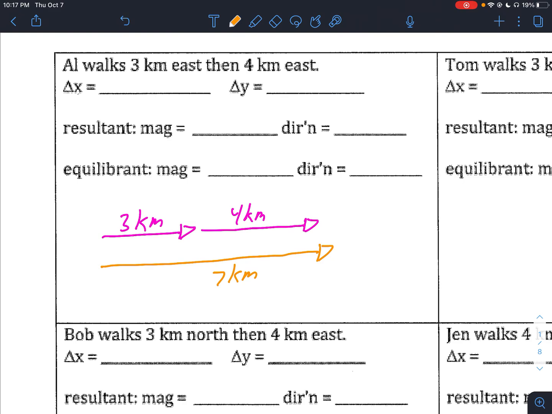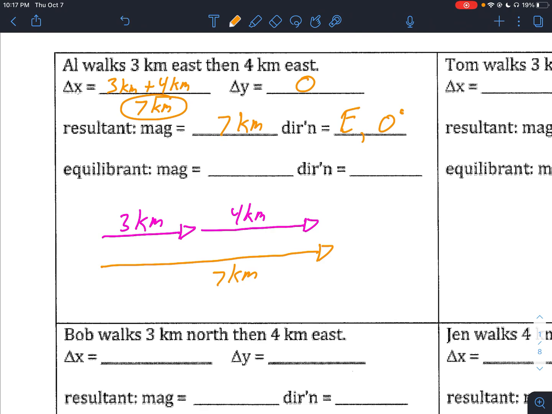we're going to have Al walk a positive 3 kilometers and then walk a positive 4 kilometers, which would give us 7 kilometers in total. And in this case, there is no change in the y direction, the vertical direction. So our resultant, the magnitude, the size, the amount, the number is 7 kilometers. The direction, we could say east here because it is a specific 0 degrees or straight right.